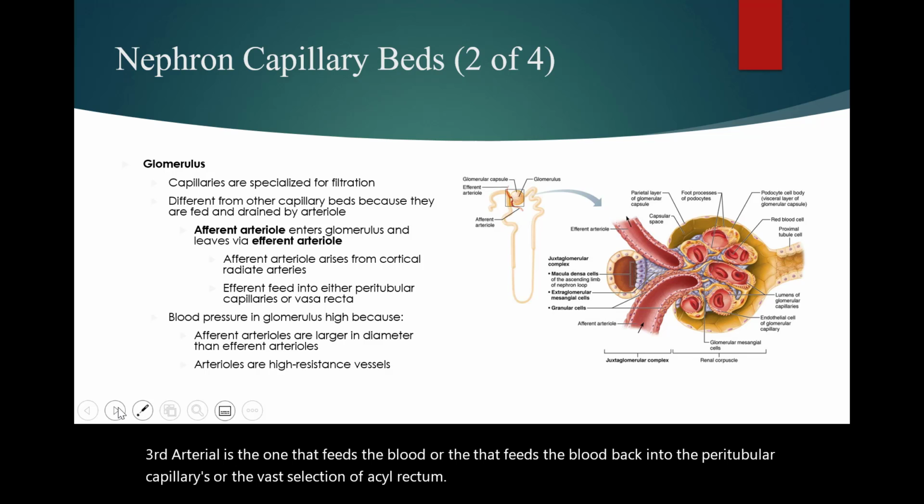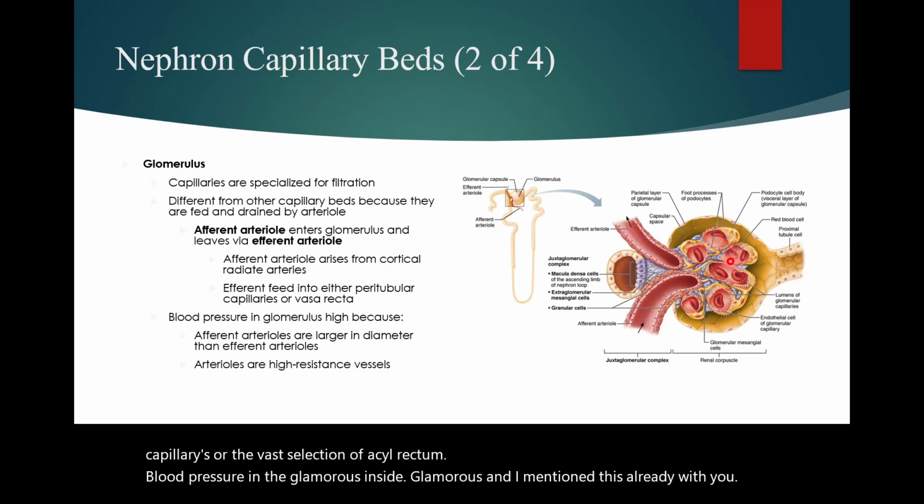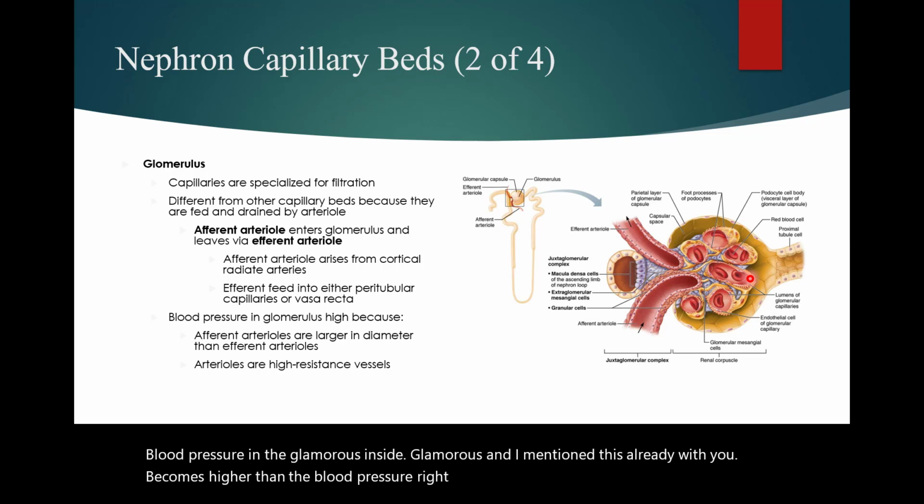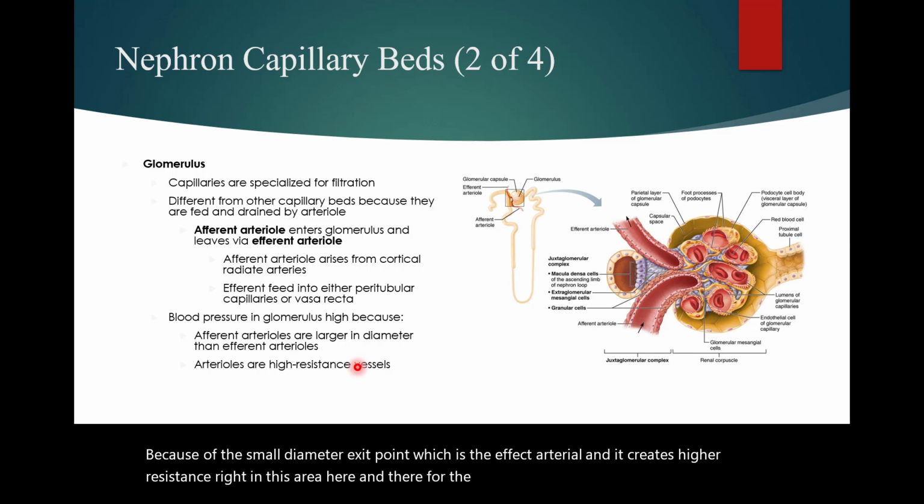So, blood pressure inside the glomerulus, and I mentioned this already, becomes higher than the blood pressure right here in the afferent arteriole because of the small diameter exit point, which is the efferent arteriole. It creates higher resistance right in this area, and therefore the blood pressure right here gets to be higher.